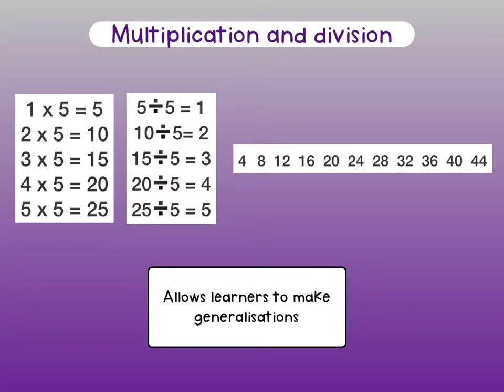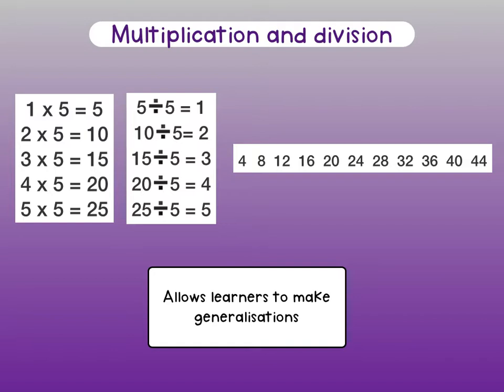After addition and subtraction have been well established, learners can start learning about multiplication and division. Once again, these basic equations show patterns, organization, and the relationships with numbers. Looking at this example of the 5 times table, when 1 to 5 is multiplied by 5, they are given 5, 10, 15, 20, and 25. And when these answers are divided by 5, the answers are 1, 2, 3, 4, and 5.